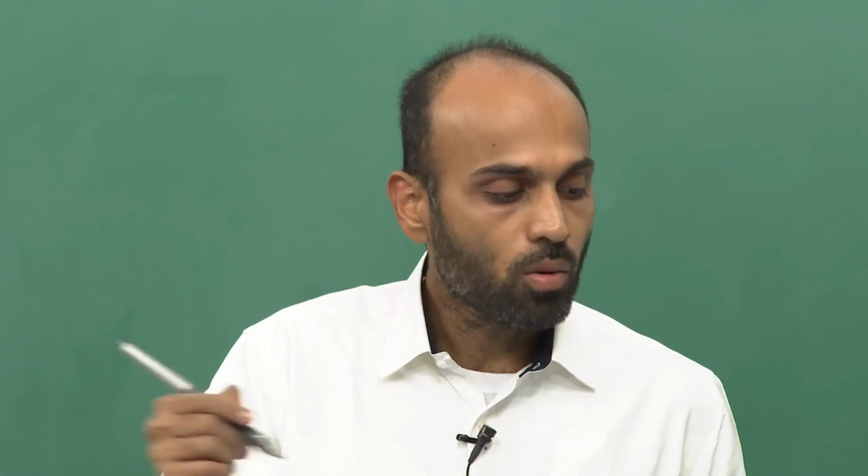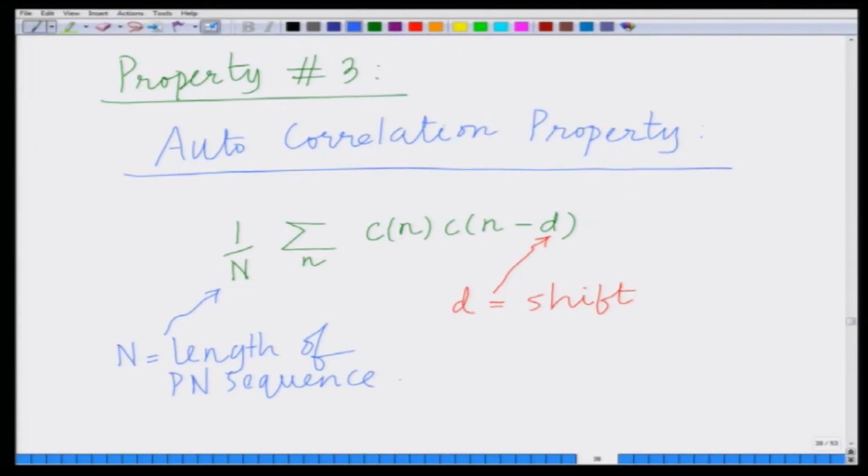Okay. Now, let us see what happens. Realize also that each element Cn is either equal to plus or minus 1. Now, let us see the behavior of this autocorrelation function of the PN sequence as a function of the shift d.